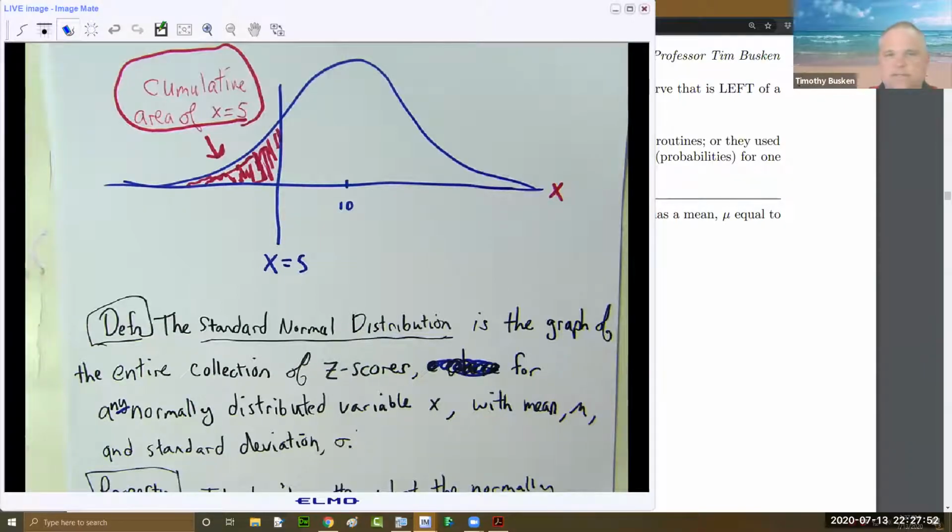Okay, so I want to talk to you about the standard normal distribution, what it is and how it's used. Here's your first definition of the standard normal distribution right here. The standard normal distribution is the graph of the entire collection of z-scores for any normally distributed variable x that has a mean mu and standard deviation sigma.